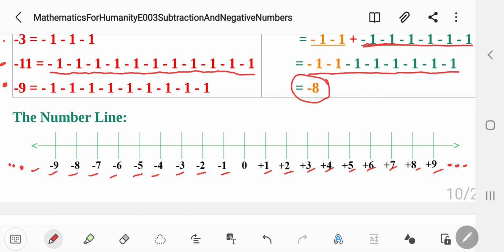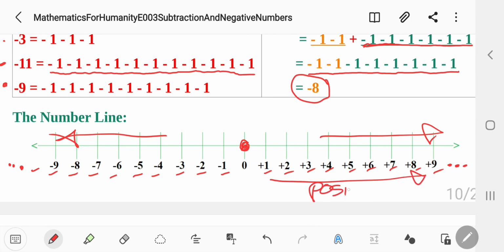So the positive numbers extend to the right, while the negative numbers extend to the left. Between the two types of numbers, the positive and negative, is 0. That's how important the 0 number is. So you have on this side positive numbers, and this side are negative numbers.